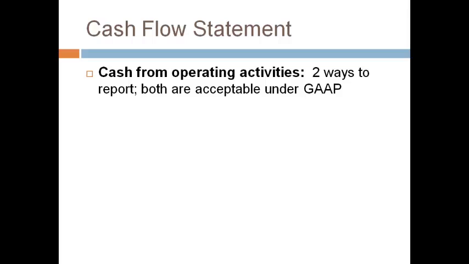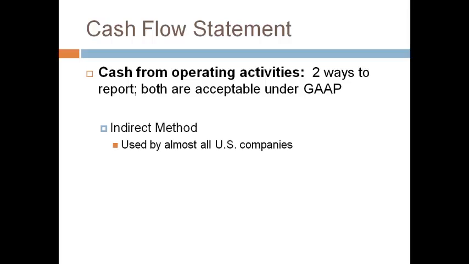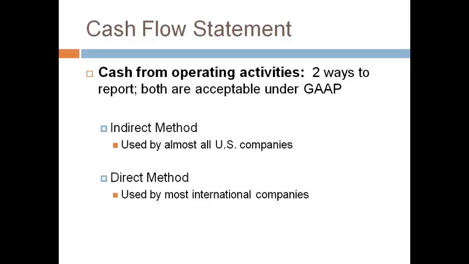U.S. Generally Accepted Accounting Principles gives a company the choice of presenting the indirect or the direct method of the cash flow statement. Almost all U.S. companies currently use the indirect method. On the contrary, international companies generally provide the direct cash flow statement.